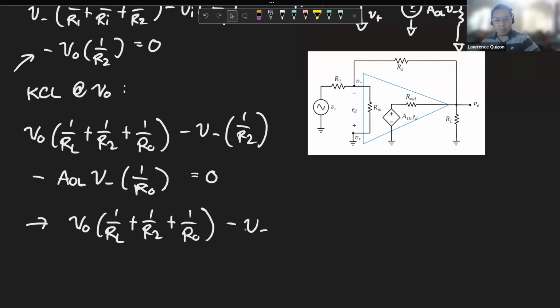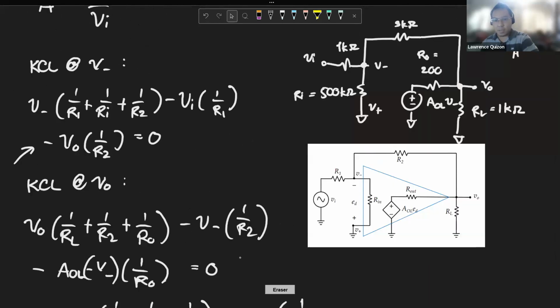Minus V minus, 1 over R2, times negative V minus, right? Kasi V minus is negative ED, no? So actually, baliktad yan, no? Kasi ito si ED, right?